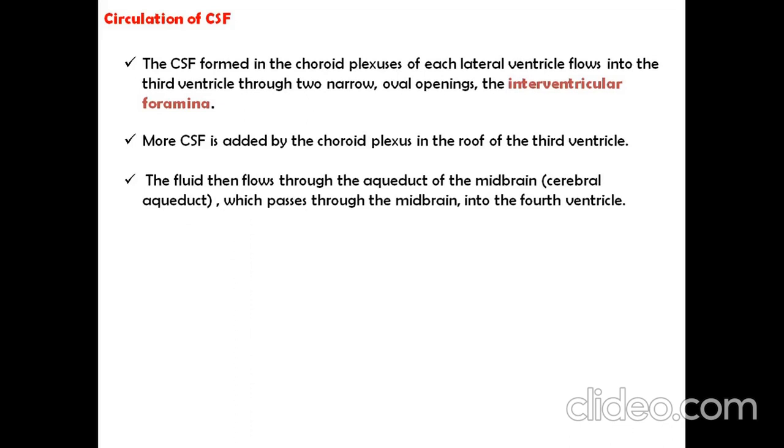Now see, first one is the lateral ventricle. In that the choroid plexus produces the cerebrospinal fluid. They pass to the third ventricle. In the third ventricle, again the choroid plexus adds some of the cerebrospinal fluid, and they again pass through the midbrain to the fourth ventricle. The choroid plexus of the fourth ventricle contributes more fluid. Again they add more fluid.